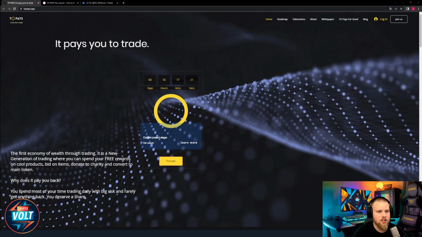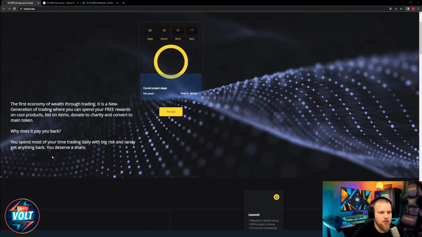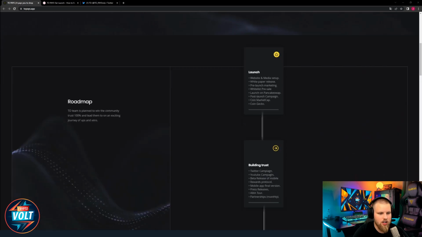All right, it pays you to trade. The first economy of wealth through trading. It's a new generation of trading where you can spend your free rewards on cool products, bid on items, donate to charity, and convert to main tokens. Why does it pay you back? You spend most of your time daily with big risk and rarely get anything back. You deserve a share.